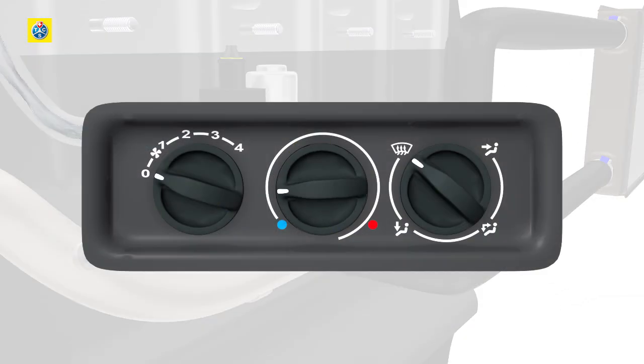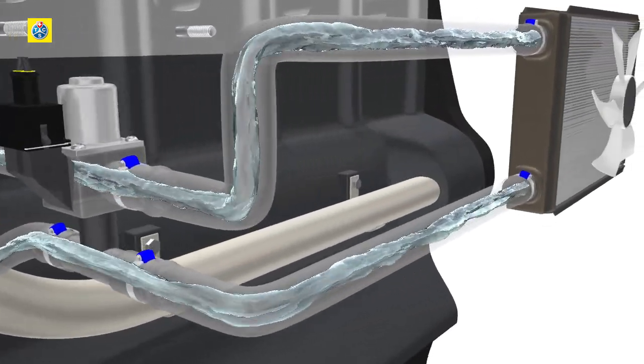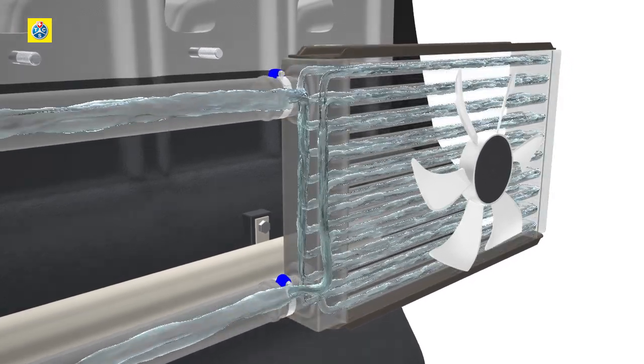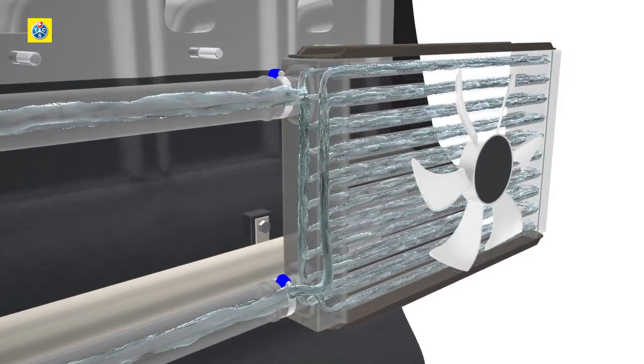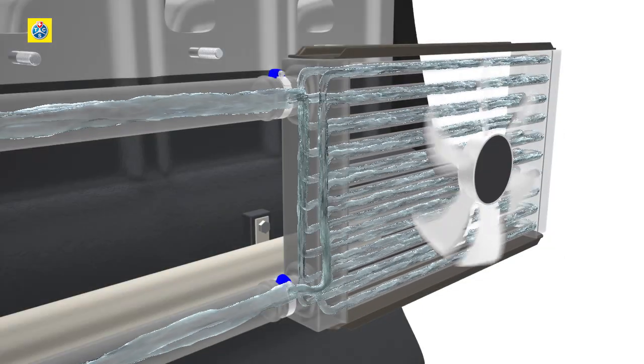When the driver switches on the vehicle's interior heating, a valve opens and coolant flows through a heating element. The various interior ventilation settings regulate the speed of the fan that blows air through the heating element.